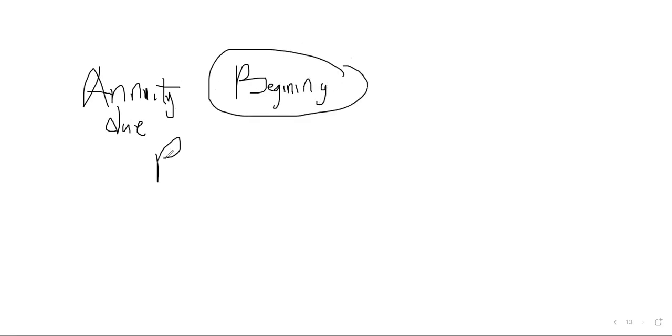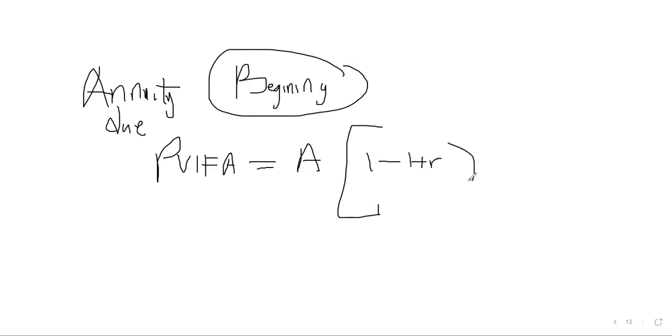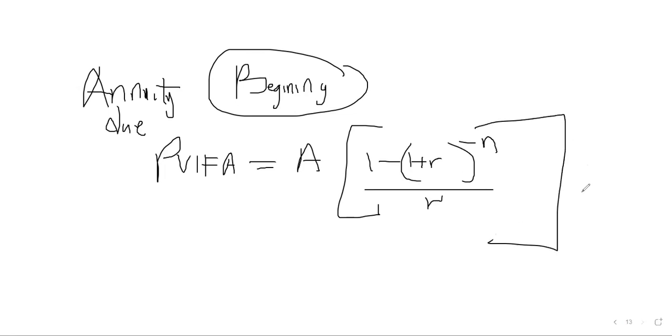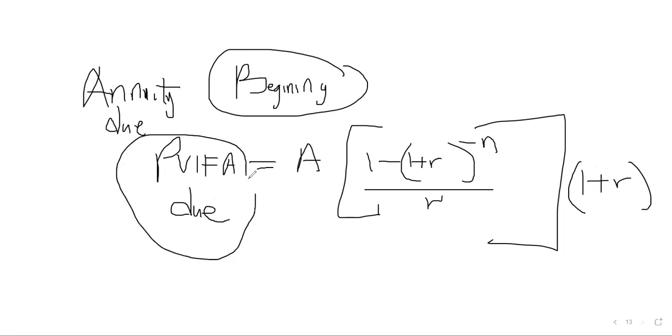To find the present value interest factor of that annuity due, it is going to be the amount of that annuity, then 1 minus (1 plus r) to the power negative n, over r, multiplied by 1 plus r. This is the formula to use for the present value interest factor of an annuity due.